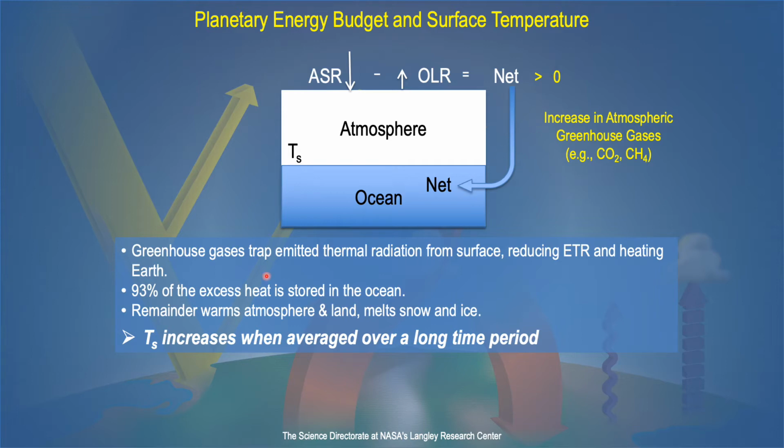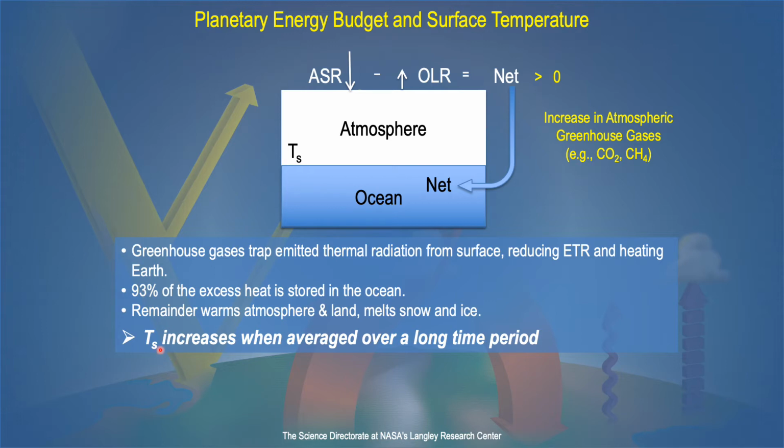So 93% of this excess energy is stored in the ocean because it's really a good reservoir for heat compared to atmosphere or land or snow. The remainder of the heat that's added goes into warming the atmosphere and land and melting snow and ice. So the bulk of this excess energy goes into energy storage.